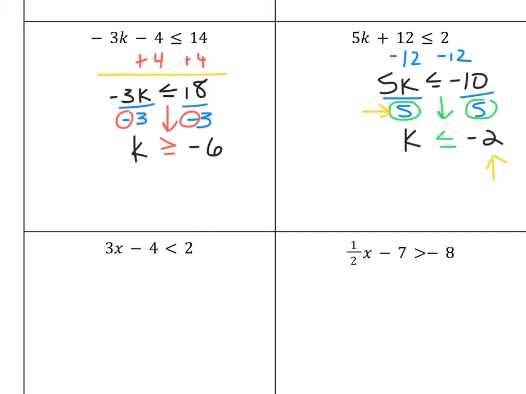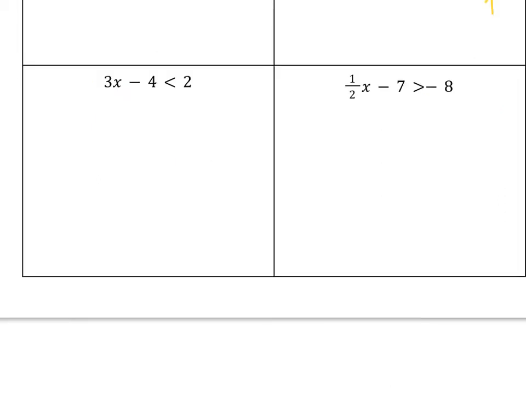So at any point, if you want to try these on your own, you're more than welcome to pause and then go through and check your answers. So we'll add 4 here. 3x is less than 6. And divide by 3. Since I divided by a positive number, I leave my inequality alone.